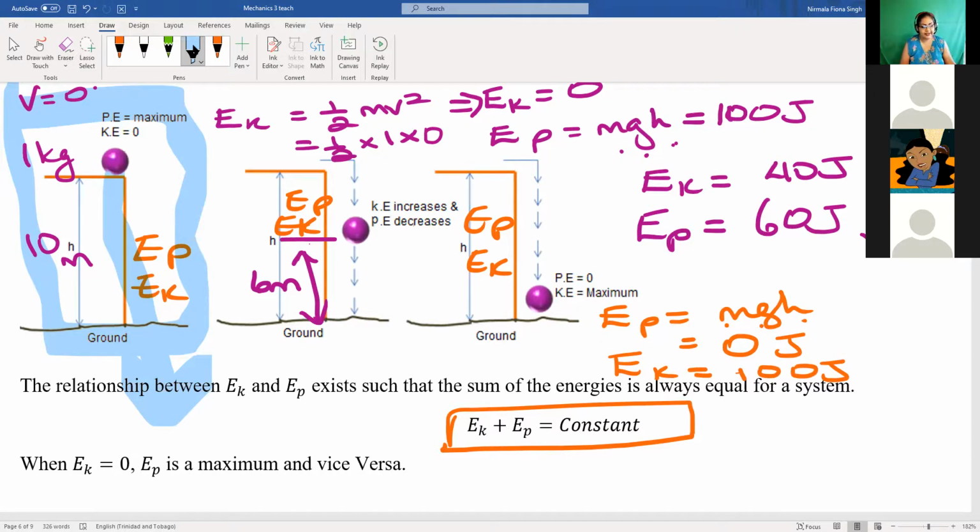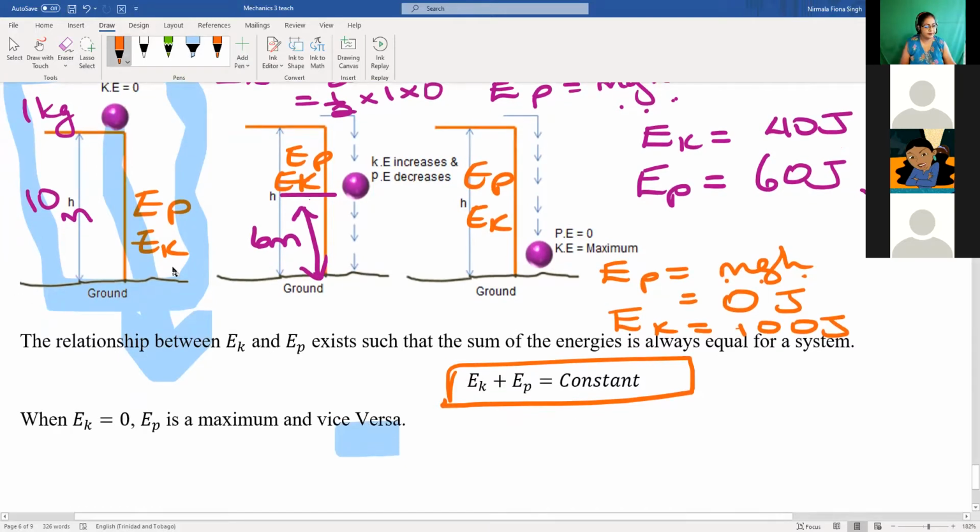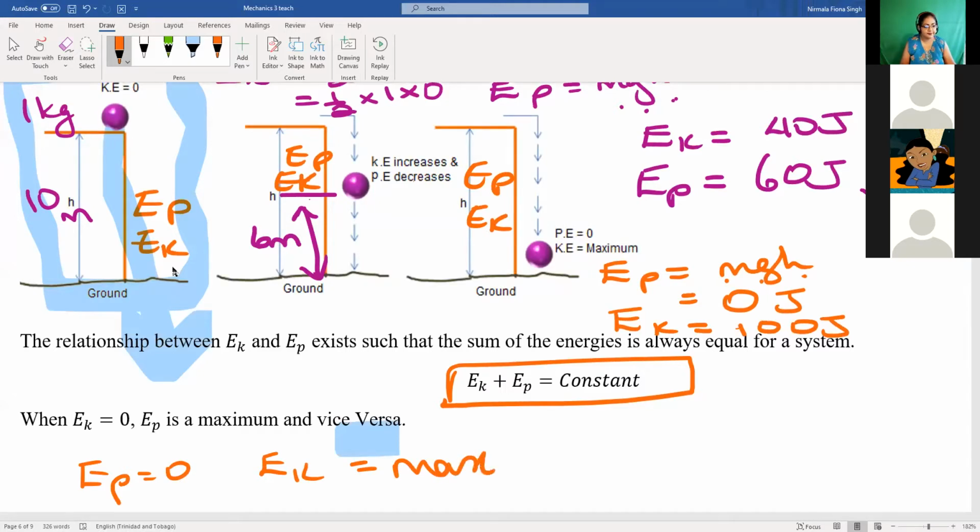All right, and vice versa, meaning when EP is equal to 0, your EK will be a maximum. Now we're going to go through this next day. I'm going to send you the maths in it, so you're going to see it. And you're going to try the question and see what we can get.